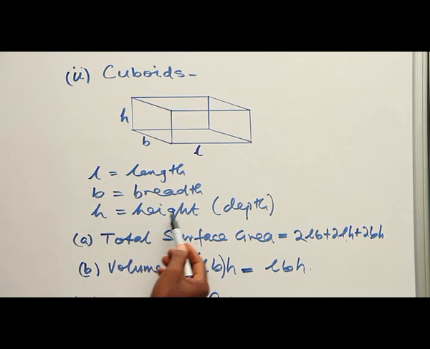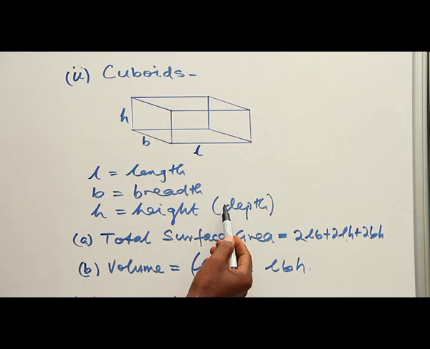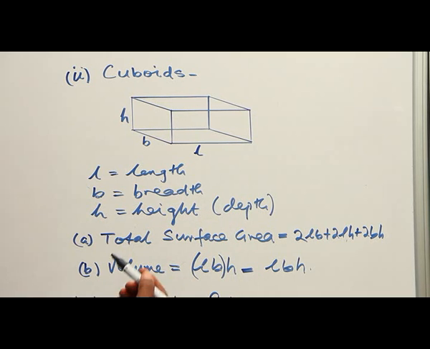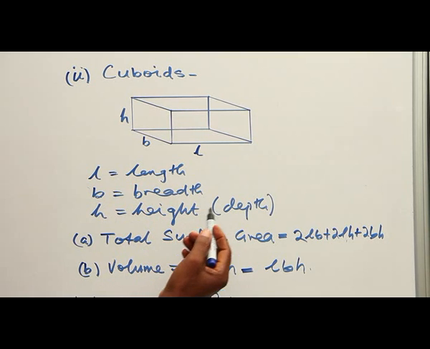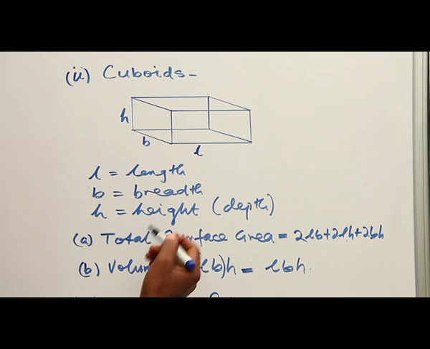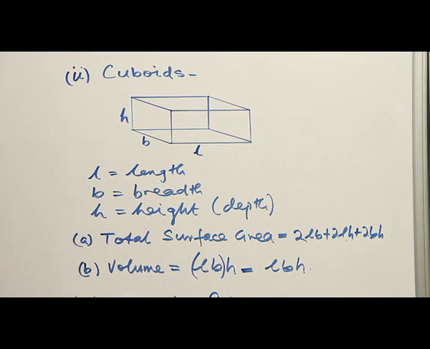Sometimes the height can also be represented or said to be the depth, depending on what you are measuring in the cuboid. Either you are measuring the depth of water, or you are measuring something different from the depth, or you are calculating just the volume of the entire cuboid.